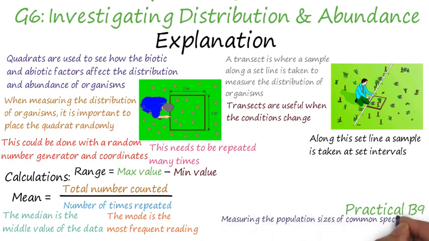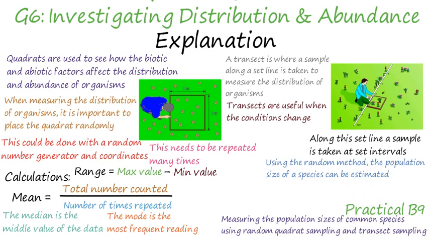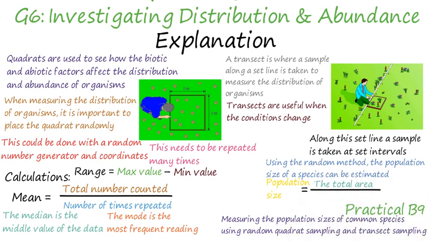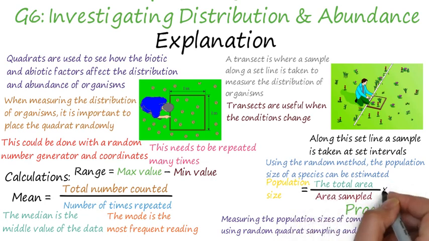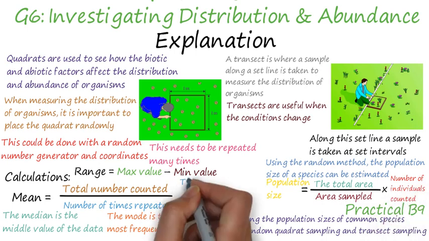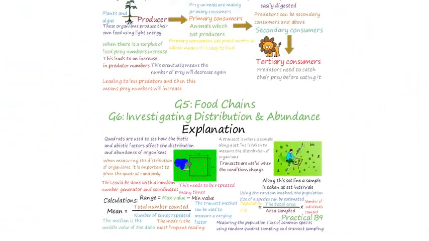The next required practical is to do with this topic. The practical is about measuring the population sizes of common species using random quadrat sampling and transect sampling. Using the random method, the population size of a species is estimated by doing the total area divided by the area sampled, times the number of individuals counted in that particular species. Using the transect method, you could measure a varying factor as you move along the transect, such as the pH of the soil at each interval.